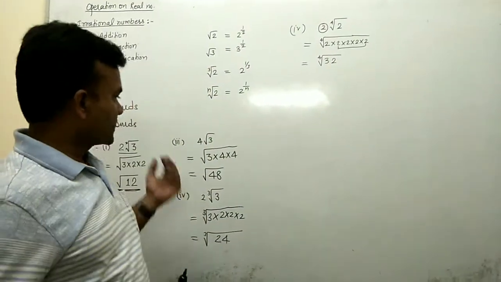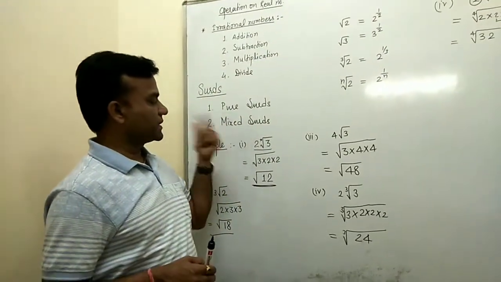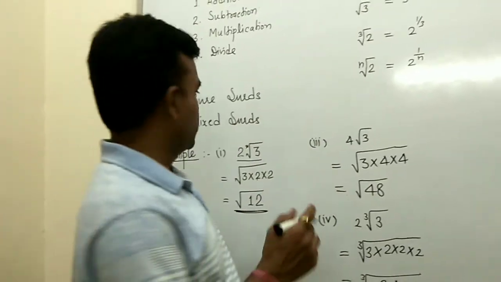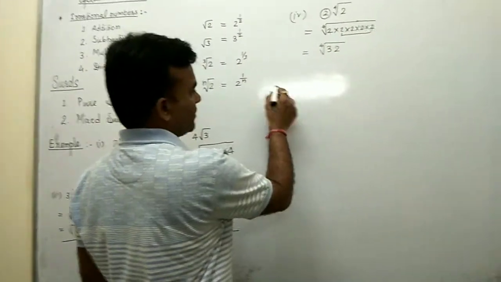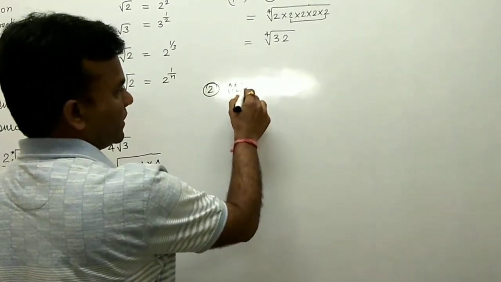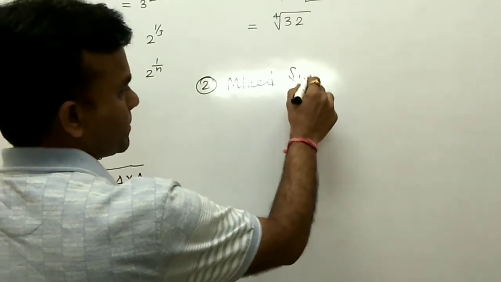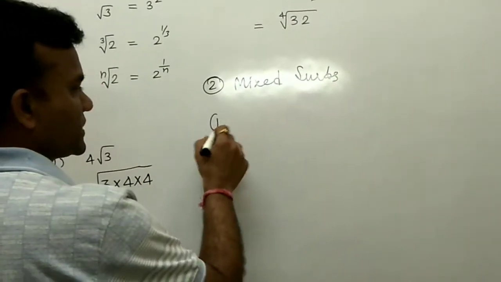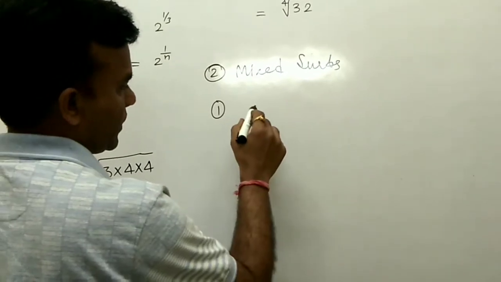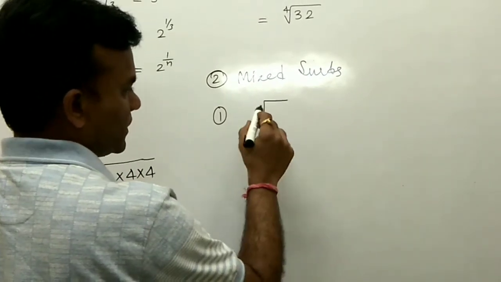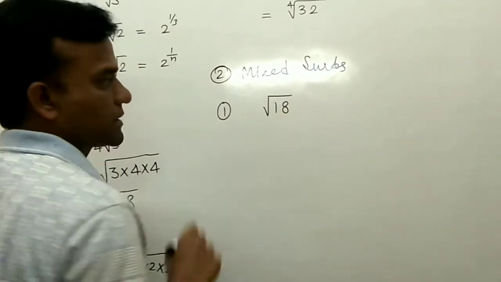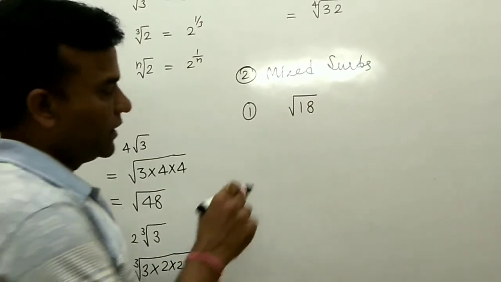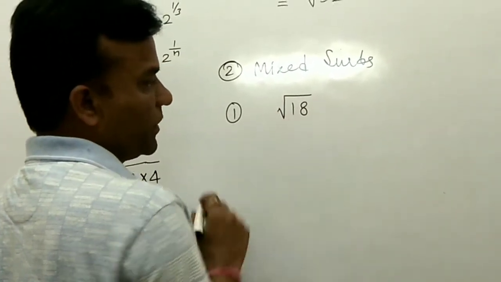Okay, then now the second phase is what? You convert into the mixed surd. Okay, so now start from the second example, the mixed surd. Okay, now start for the mixed surd. Suppose you have 18, start here with 18. And then you convert 18 into the mixed surd.